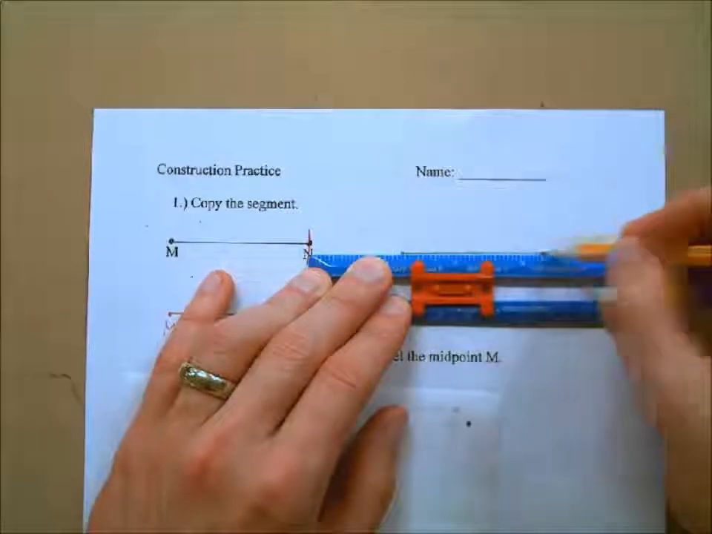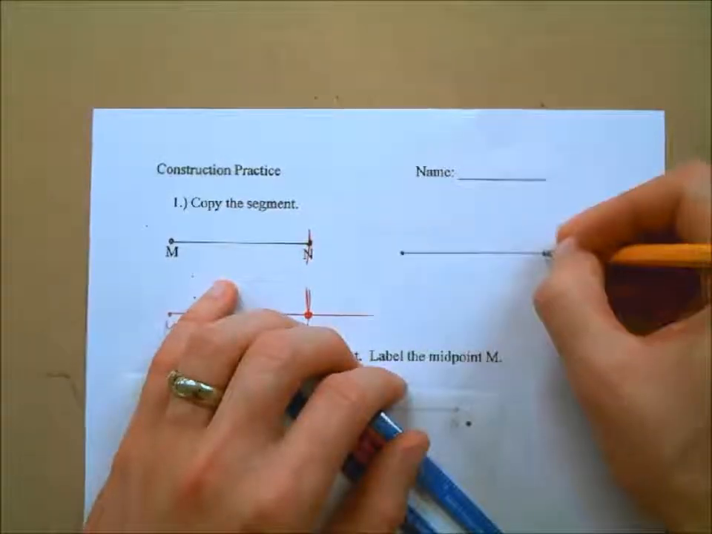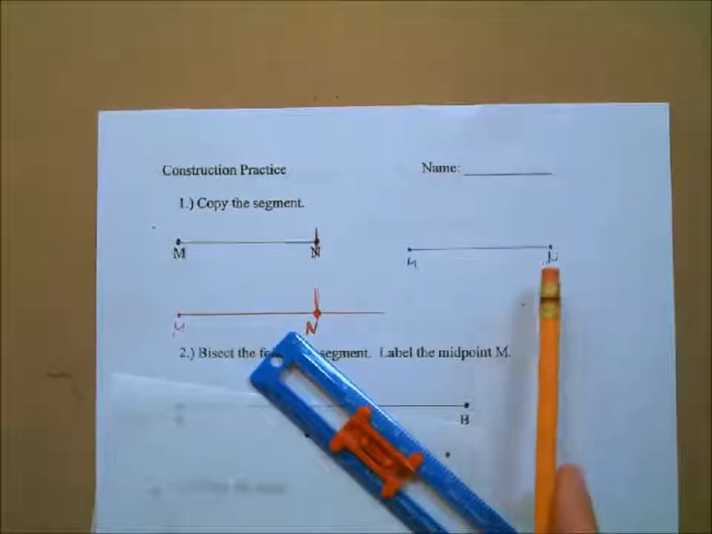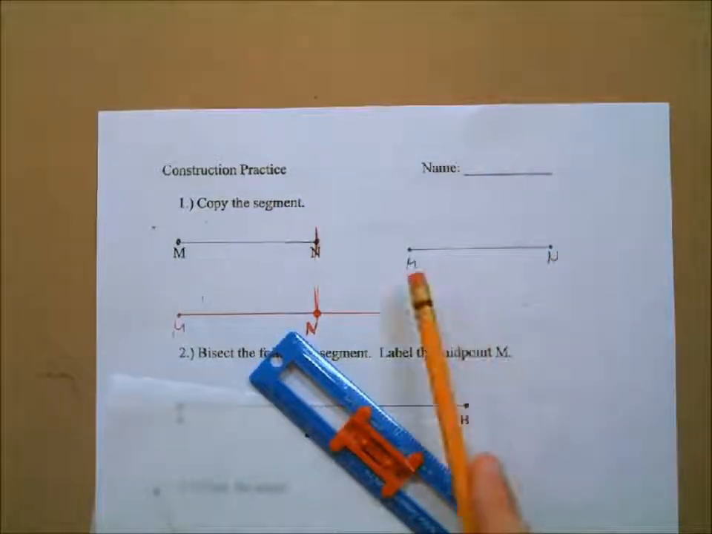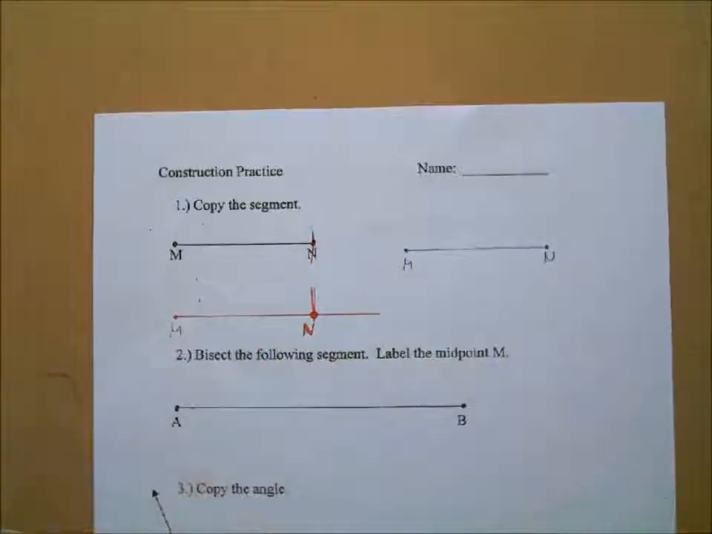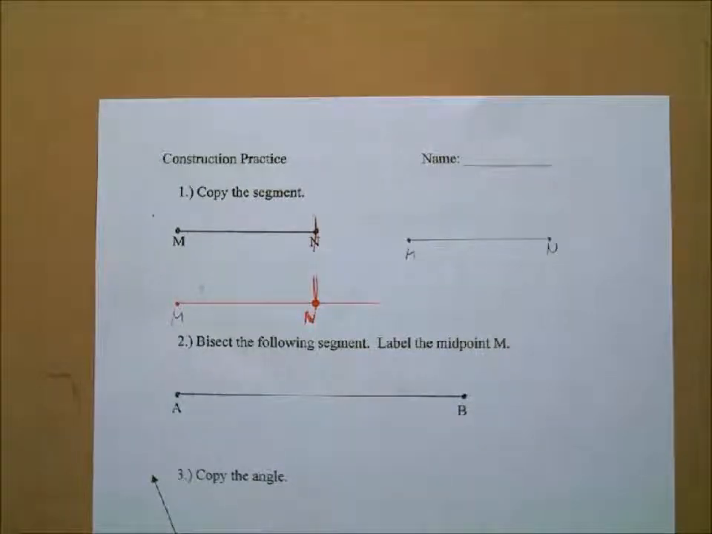Okay? Like so. Now I know we flip the paper over, so technically point M should be here, point N should be here, but it's a segment, so you can just flip it around. It's not a big deal. Okay? So there's copying. Questions on any of that?